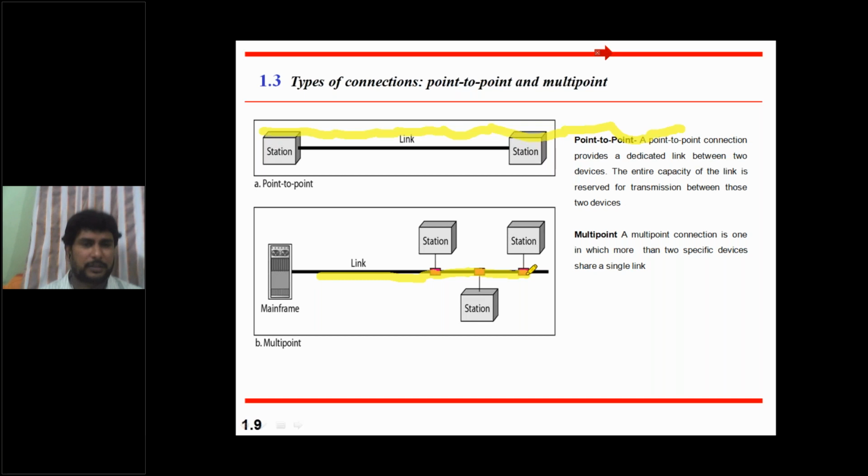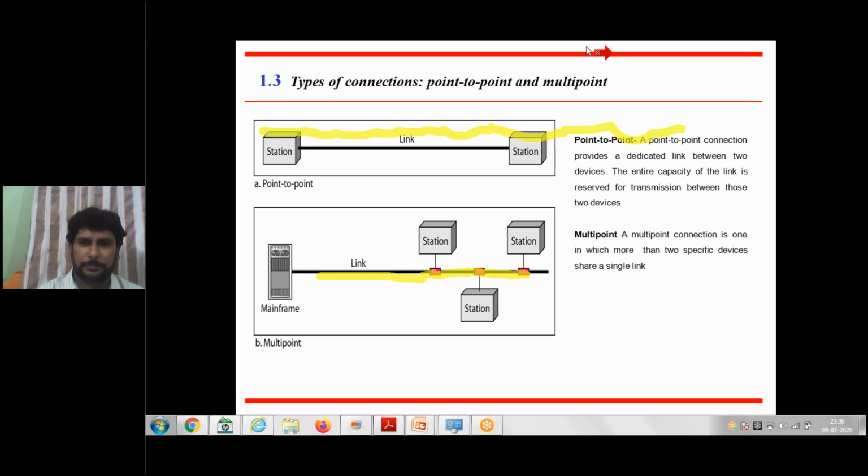And to connect the different devices to the multi-point link, we are using devices called taps. With the help of that, we are trying to connect the devices. Okay, so the types of connections used in the network can be point to point or multi-point, right?